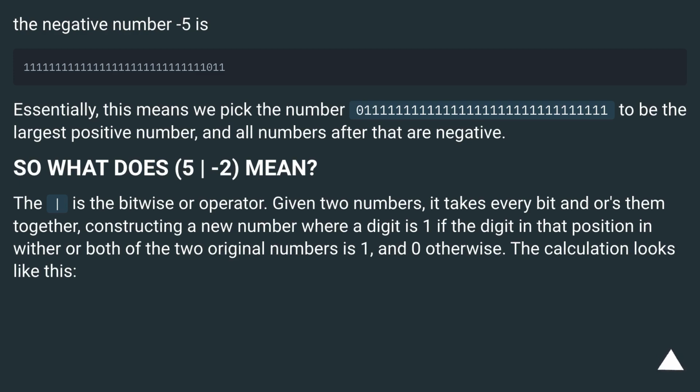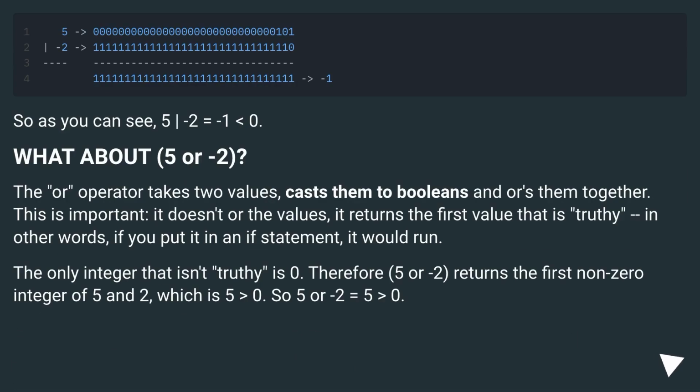So what does 5 | -2 mean? The | is the bitwise OR operator. Given two numbers, it takes every bit and ORs them together, constructing a new number where a digit is one if the digit in that position in one or both of the two original numbers is 1, and 0 otherwise. The calculation looks like this. So as you can see, 5 | -2 equals -1, which is not greater than 0.